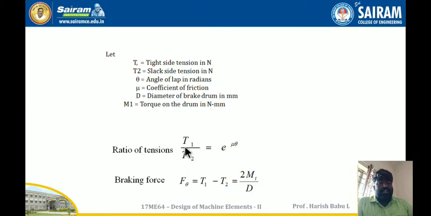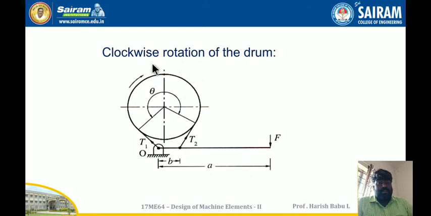The ratio of tensions T1 by T2 is equal to e to the power of mu theta. Braking force F theta is equal to T1 minus T2, or you can say 2M divided by D. So this is about the simple band brake. You can see that one end of the band will be connected to the fulcrum, and the other end will be connected to the lever.